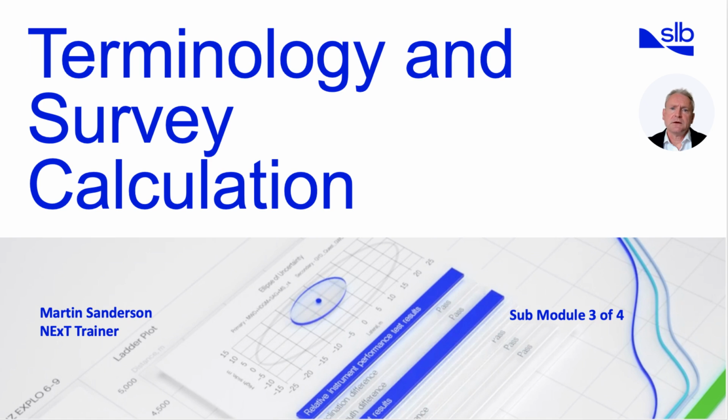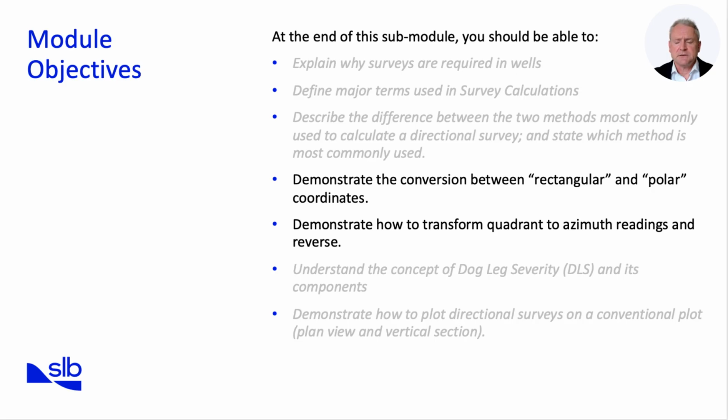Welcome to Submodule 3 of 4, Terminology and Directional Calculations. In this section, we are going to cover the rectangular and polar coordinate systems, then demonstrate how to transform quadrant and azimuth readings. So let's begin.